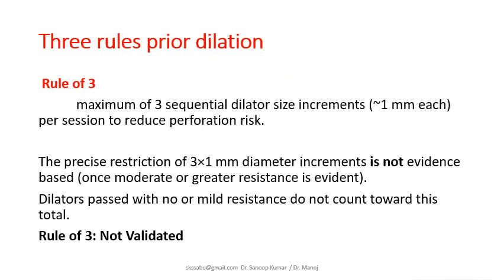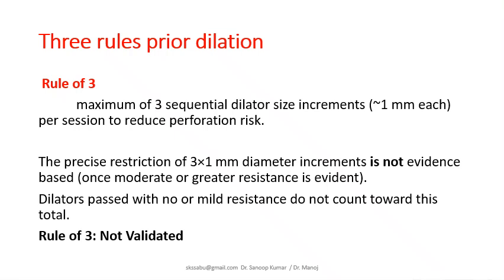Rule of three. This is applicable before Bougie dilatation or balloon dilatation. It means that a maximum of three sequential dilator sizes, in incremental order, that is 1 mm each increment, can only be used per session. This avoids the risk of perforation.